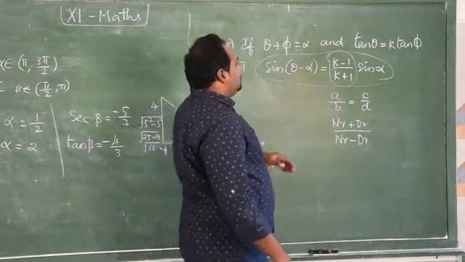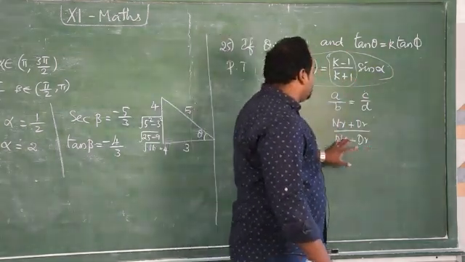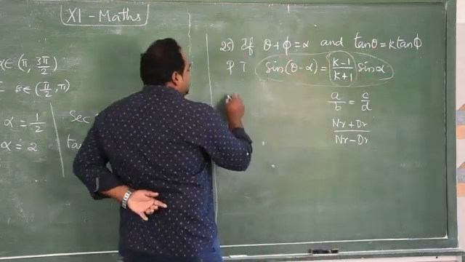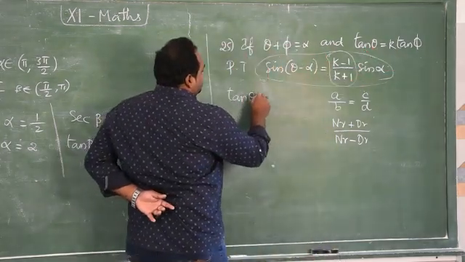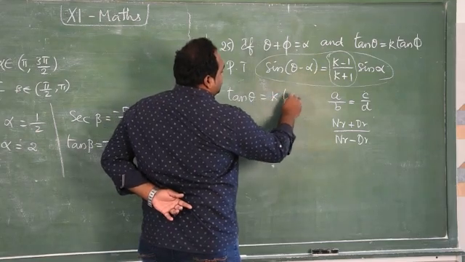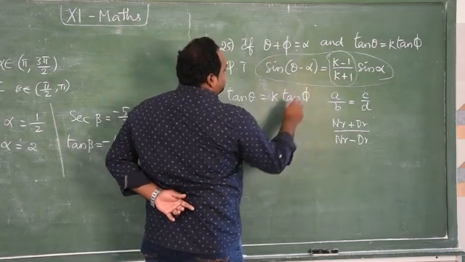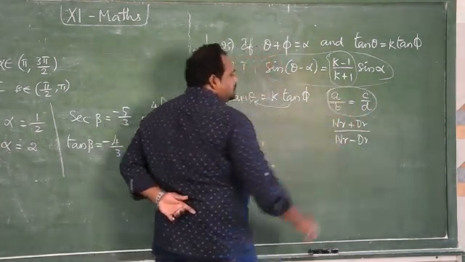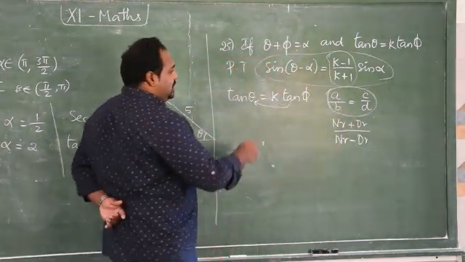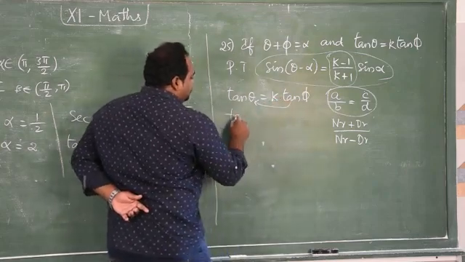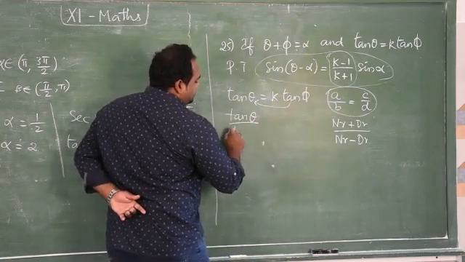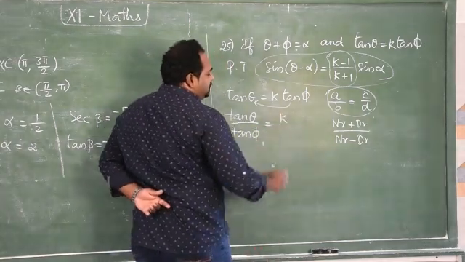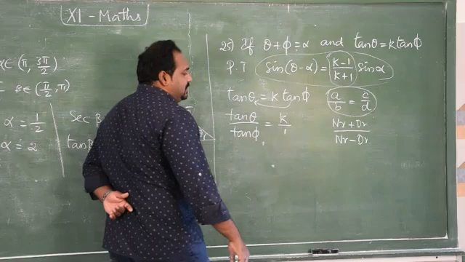Okay. For applying this property, first let me take the given information. This can be written as tan theta equal to k into tan phi. I need the form of a ratio like this, so I have to bring tan phi to this side. It will be tan theta by tan phi equal to k is remaining. We know that always in the denominator one is hiding.